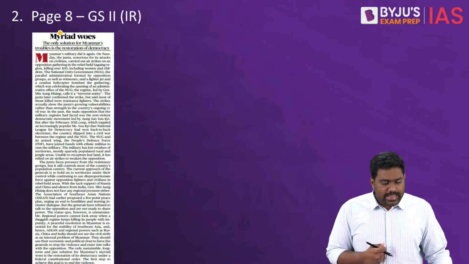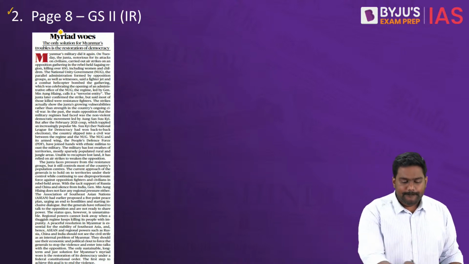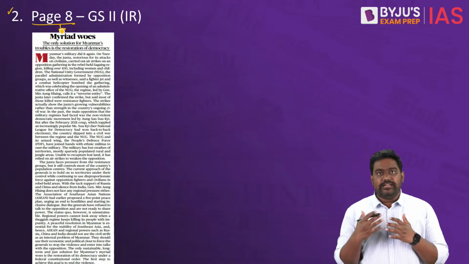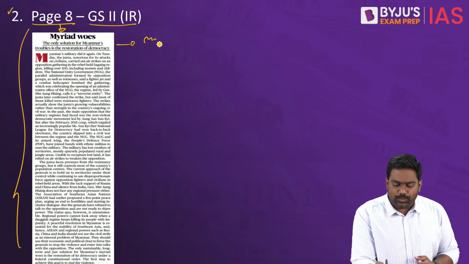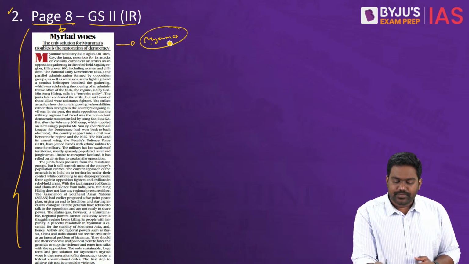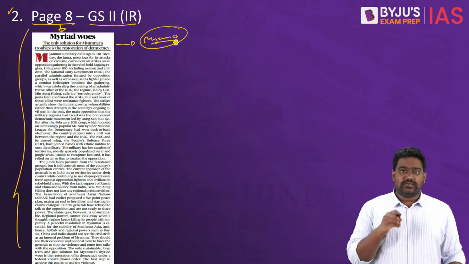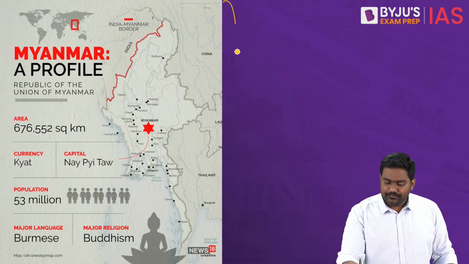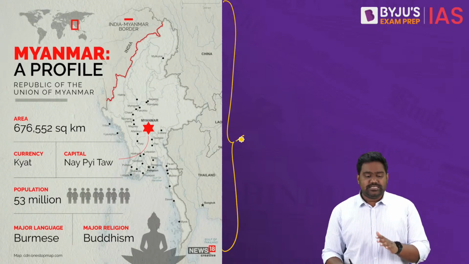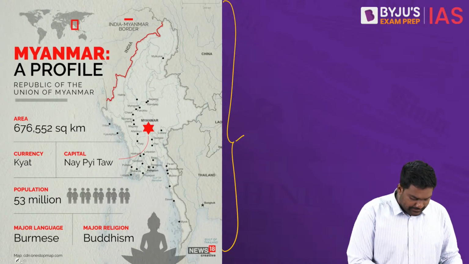All right. Now, we shall move on to the second article from page number 8, from the editorial page. We have an important article related to the current situation in Myanmar. Myanmar is a critical neighbor of India. It's a Southeast Asian country which shares direct land and maritime borders with India.